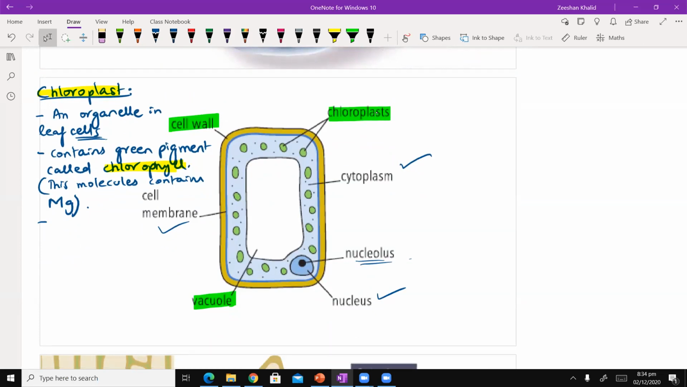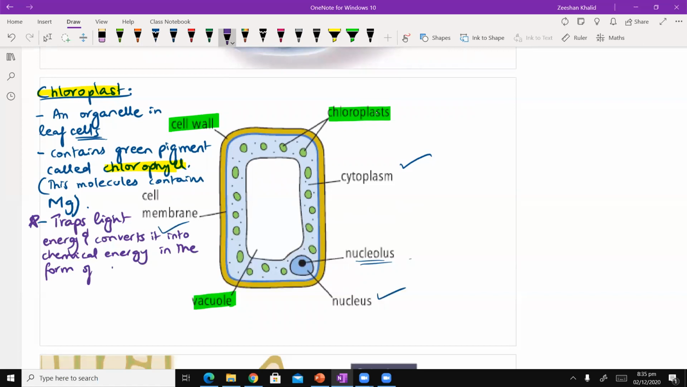The next thing we need to understand about chloroplast is that it traps light energy. This is a very important point, therefore I'm writing it with a different color. It traps light energy and converts it into chemical energy in the form of glucose, during which process? Come on, give me the name. During photosynthesis. Well done. During photosynthesis.